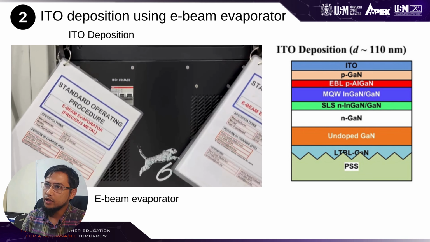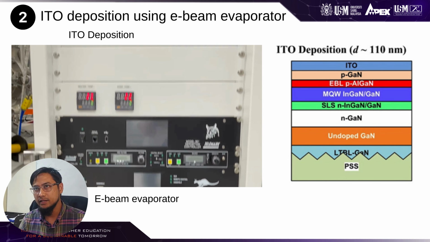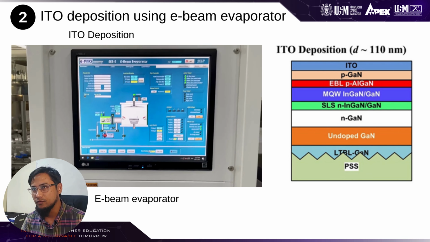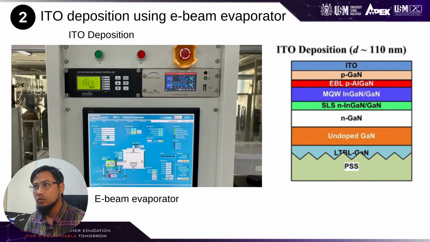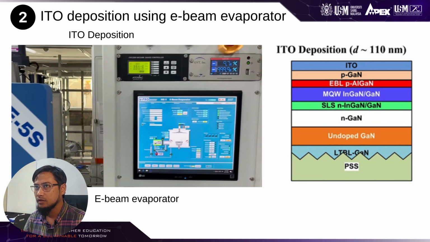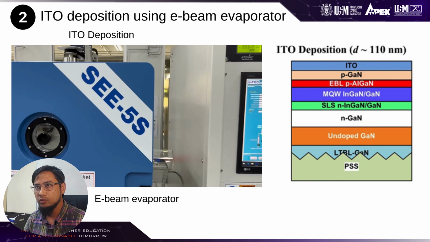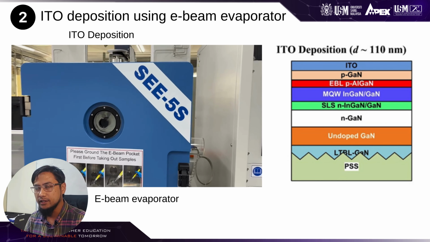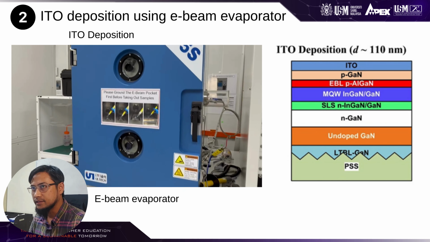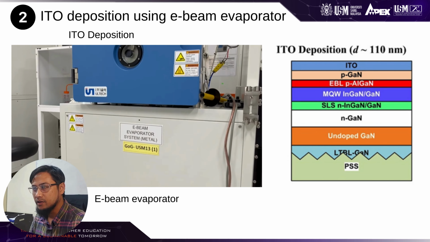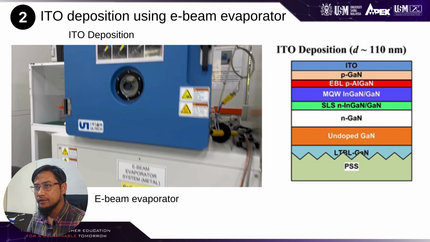Okay, now let's go to the next stage, which is ITO deposition. In this stage, we deposit an indium tin oxide layer on top of our LED epi wafer with a thickness of around 110 nanometer. Do you still remember the name of the equipment that we use to deposit ITO? Yes, it is an electron beam evaporator, right?